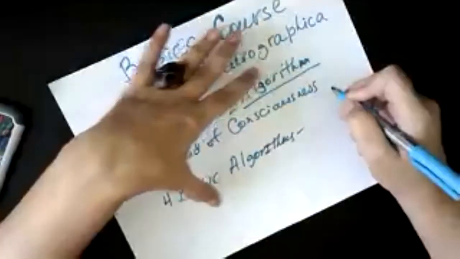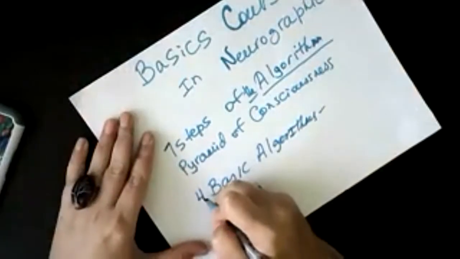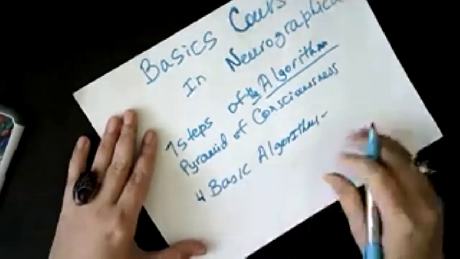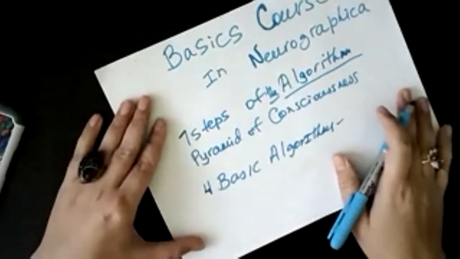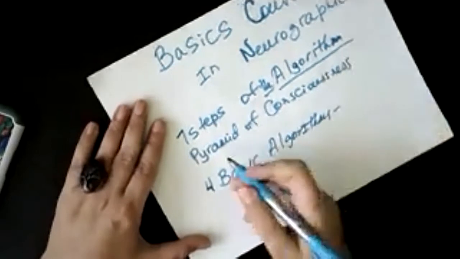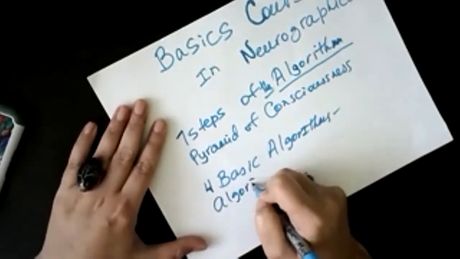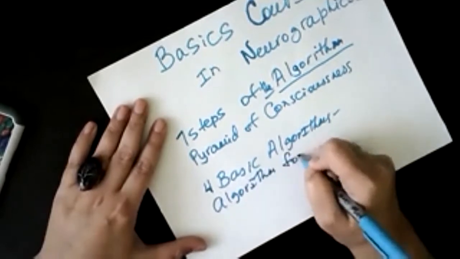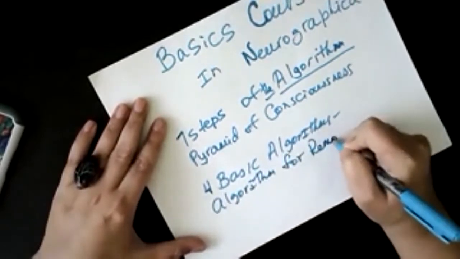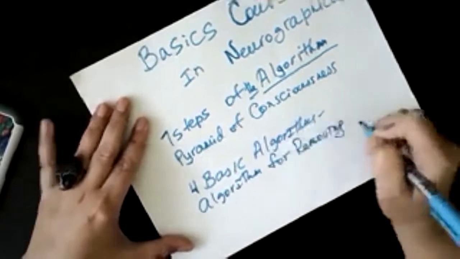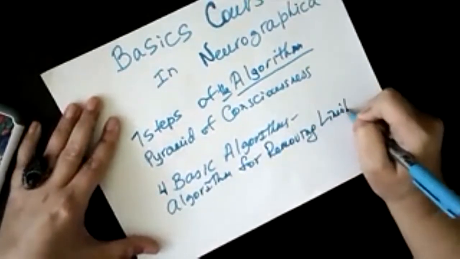What are they? The very first, the major one that's going to help you. Also, I want you to know that the basics course is more of a self-coaching. Why? Because the very first algorithm is called the algorithm for removing limitations. What does it mean, removing limitations?